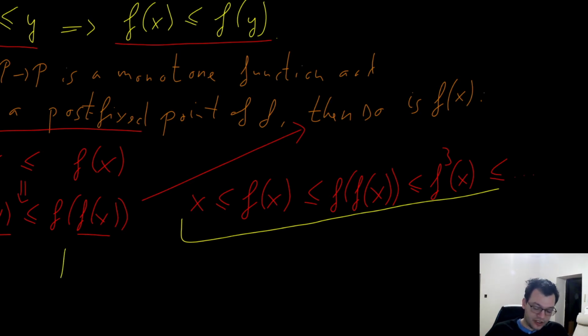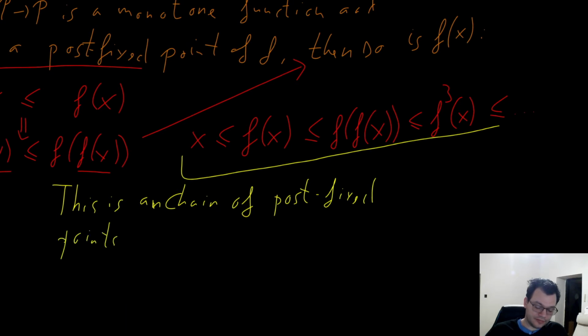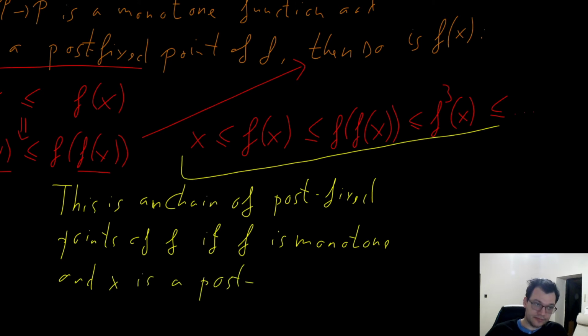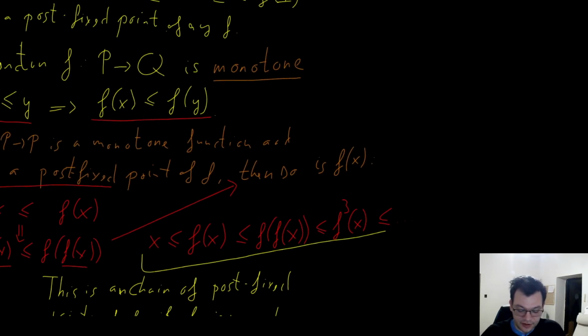So this is a so-called chain of post-fixed points of f, if f is monotone and x is a post-fixed point of f, of course. Now in particular, because we already know that bottom is a post-fixed point, this means that, right, bottom is a post-fixed point.